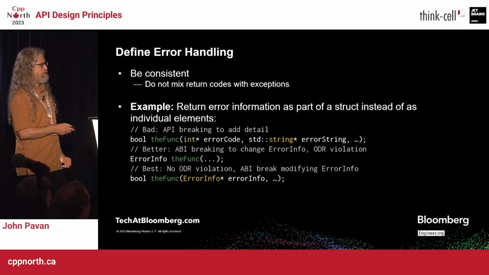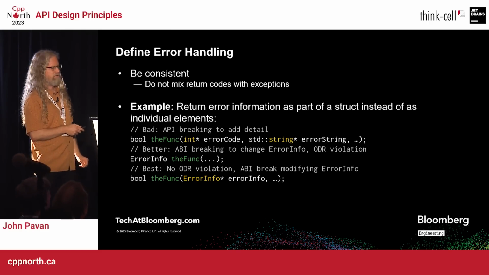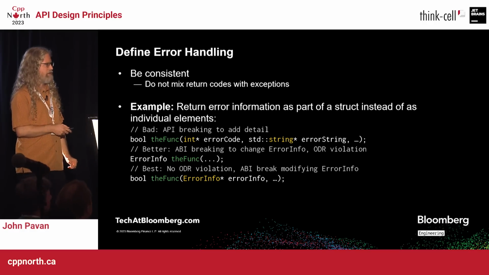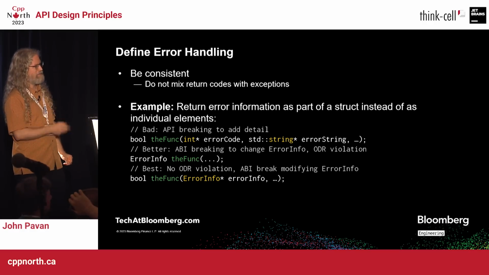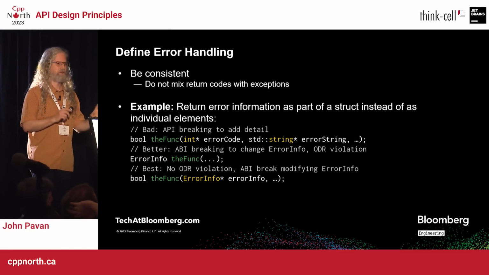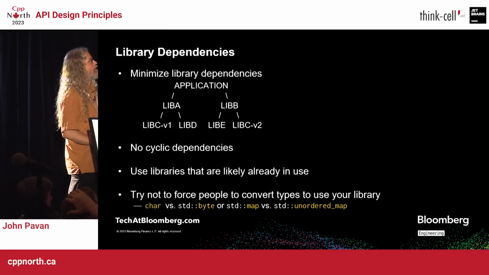Although in this case, you end up with an ODR violation because the library is constructing the error info and expecting the application code to destroy it. You can avoid the ODR violation, but you still get stuck with the API break if you populate the error info when you return false. So no particular guidance, but you should just pick one way and consistently do it that way.